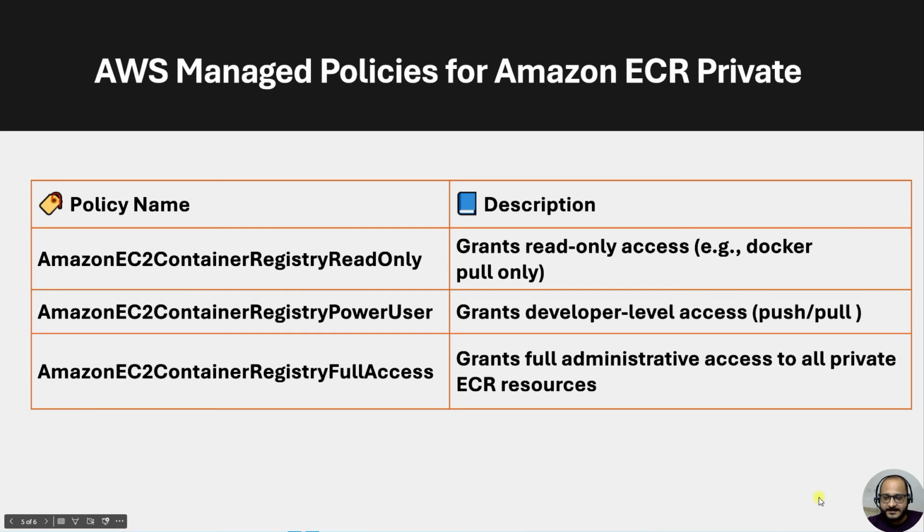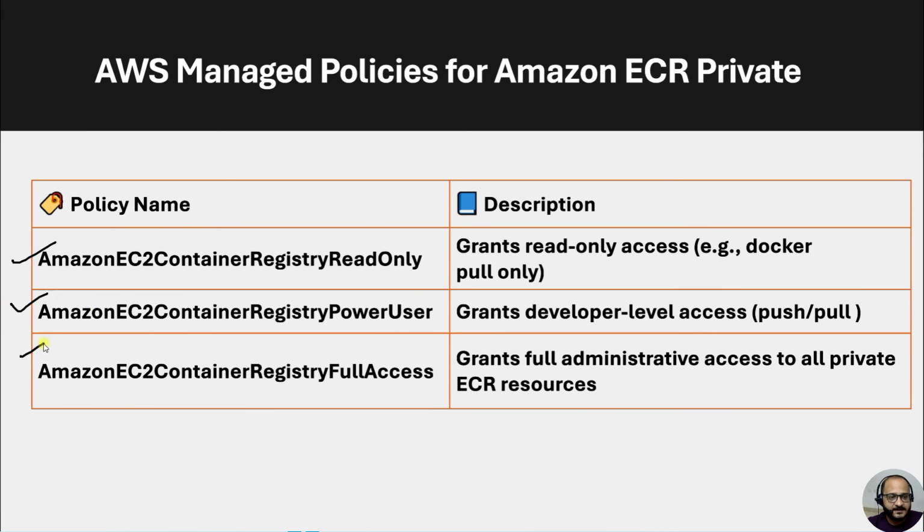Now let's talk about private ECR. As part of private ECR, we again have three policies. The first is Amazon EC2 Container Registry. This part remains the same, and the last fields change: ReadOnly, PowerUser, and FullAccess. ReadOnly again grants you read-only access to your ECR. PowerUser grants read and write access, basically push and pull of your Docker images to ECR, and FullAccess provides administrator-level privilege. So these three policies we get as part of private ECR.